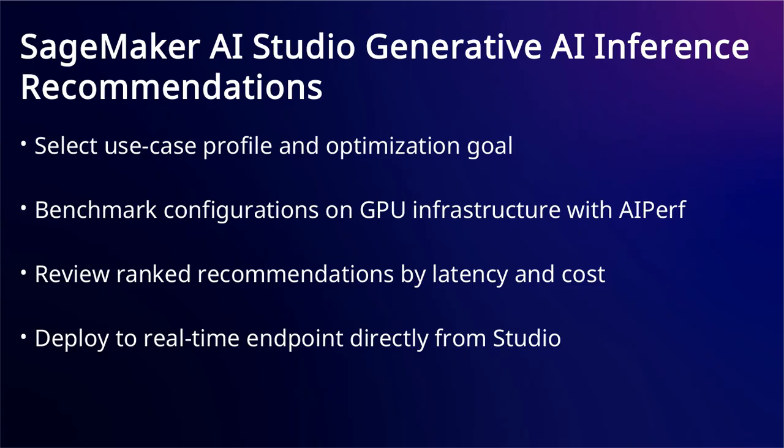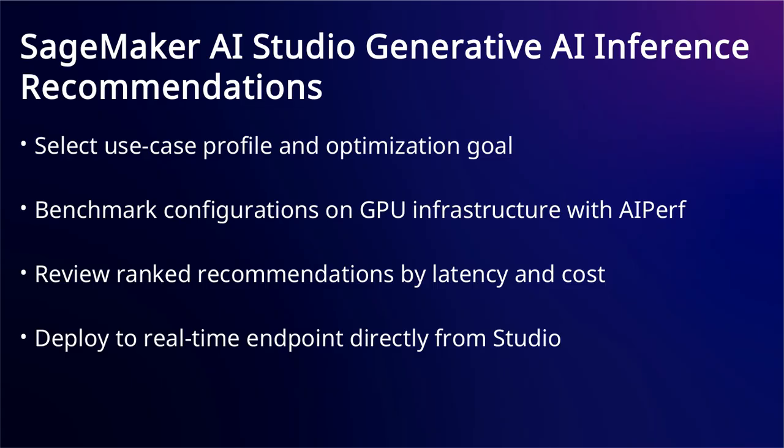Deploying generative AI models in production requires finding the right combination of instance type, serving container, and optimization strategy. This typically involves weeks of manual benchmarking and trial and error with no way to know if your configuration is optimal. With generative AI inference recommendations in SageMaker AI Studio, you can now get validated configurations in hours.